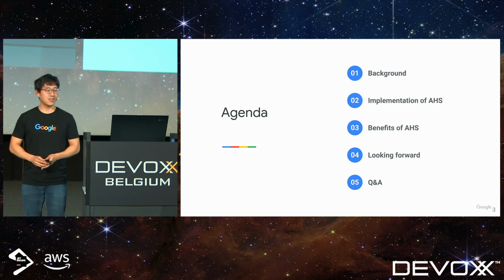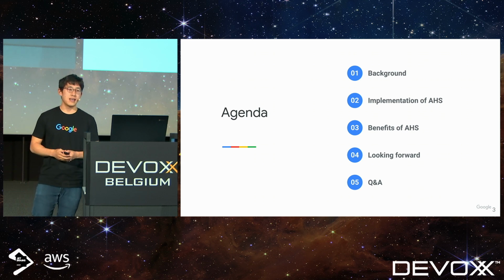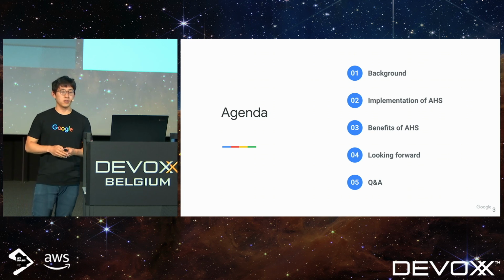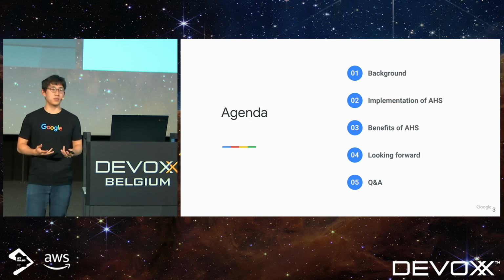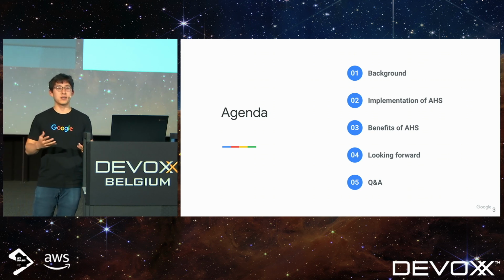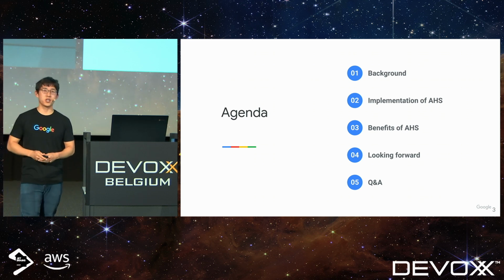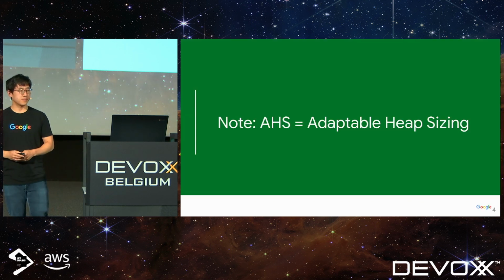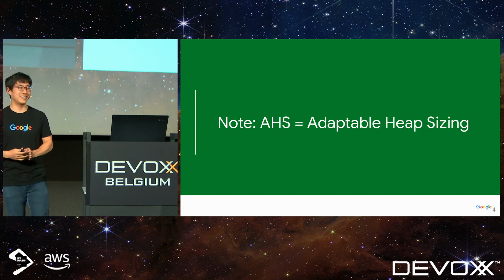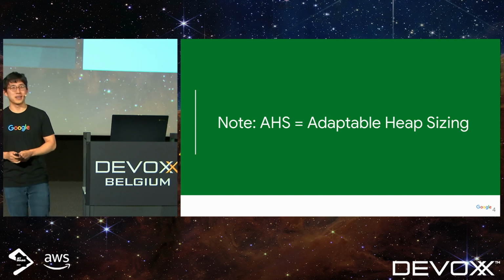OK, so the agenda for this talk: we'll briefly talk about the background of memory in containerized environments at Google, and then we'll go into some of the implementation details of adaptable heap sizing. We'll look into some of the benefits we've seen from using adaptable heap sizing within Google, look forward towards benefits we expect in the future, and then finally, if we have time, have some Q&A at the end. And just for the sake of not running out of words to say, we'll be using AHS to describe adaptable heap sizing for the remainder of this talk.